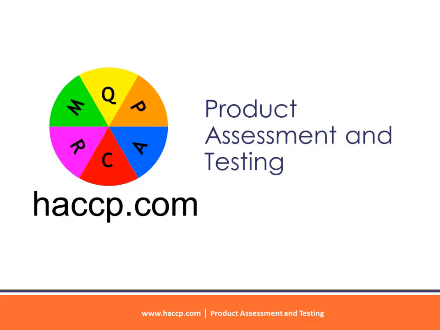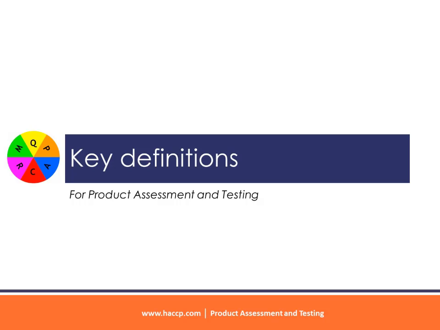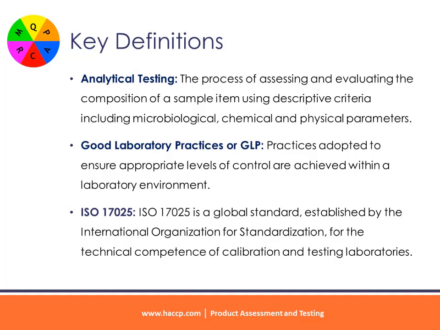Product assessment and testing. Key definitions for product assessment and testing. Analytical testing: the process of assessing and evaluating the composition of a sample item using descriptive criteria including microbiological, chemical and physical parameters. Good laboratory practices, or GLP: practices adopted to ensure appropriate levels of control are achieved within a laboratory environment. ISO 17025 is a global standard, established by the International Organization for Standardization, for the technical competence of calibration and testing laboratories.